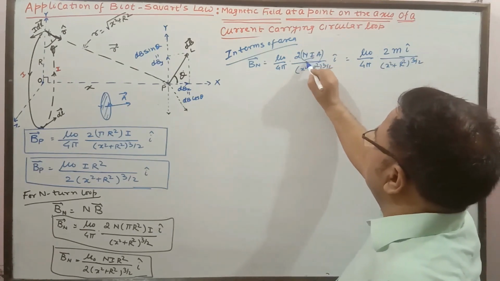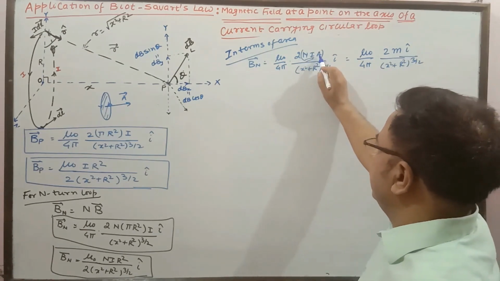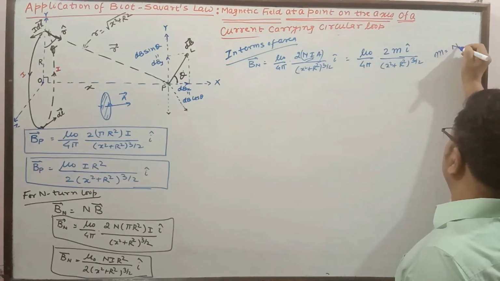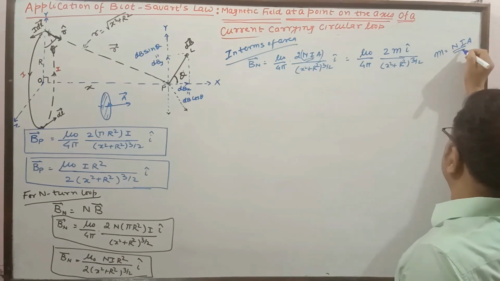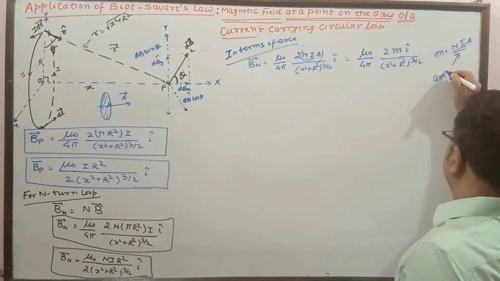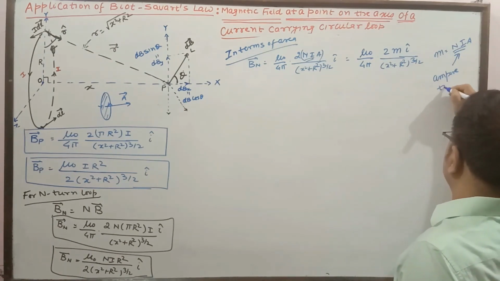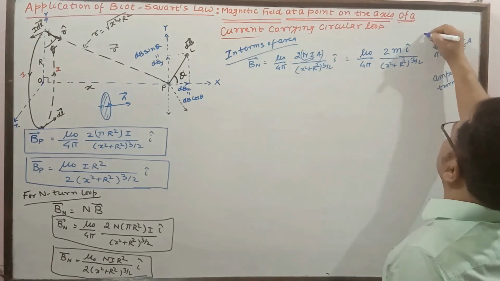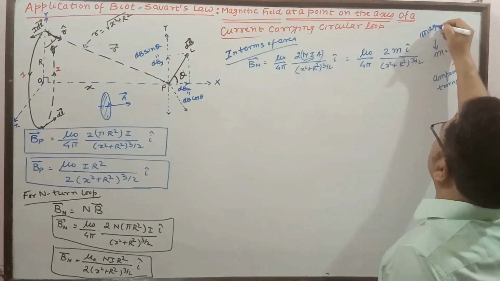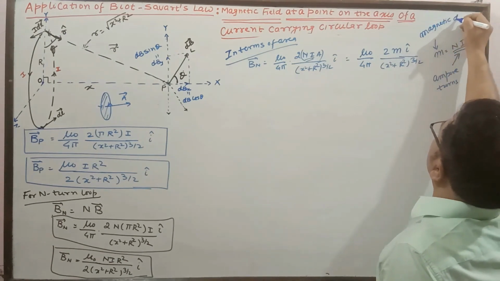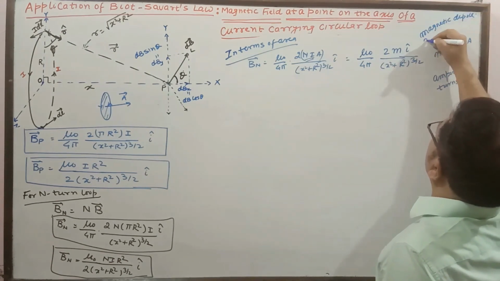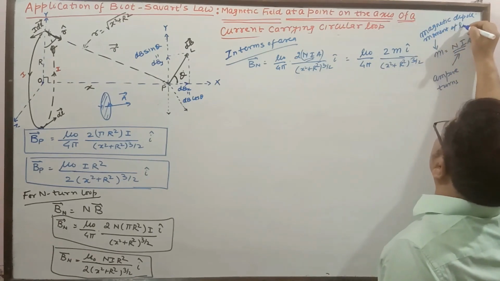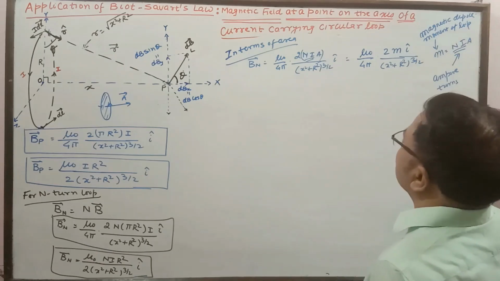Here Ni is called ampere turns, A is the area, so M is equal to NIA. This Ni is called ampere turns. And what is M? This M is called the magnetic dipole moment of the current loop, or simply the loop.